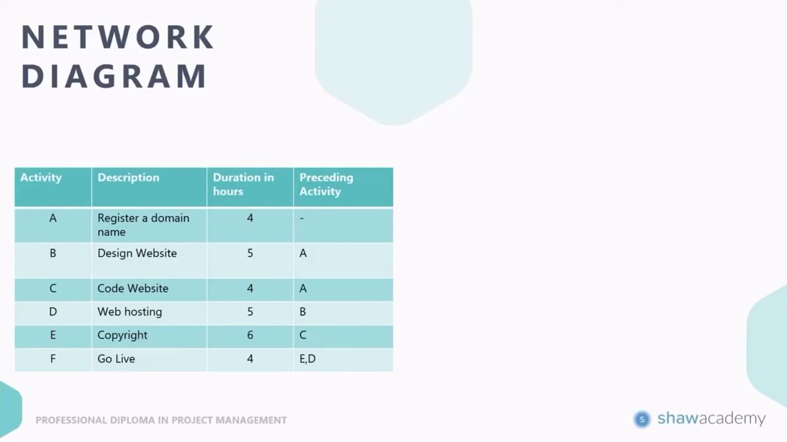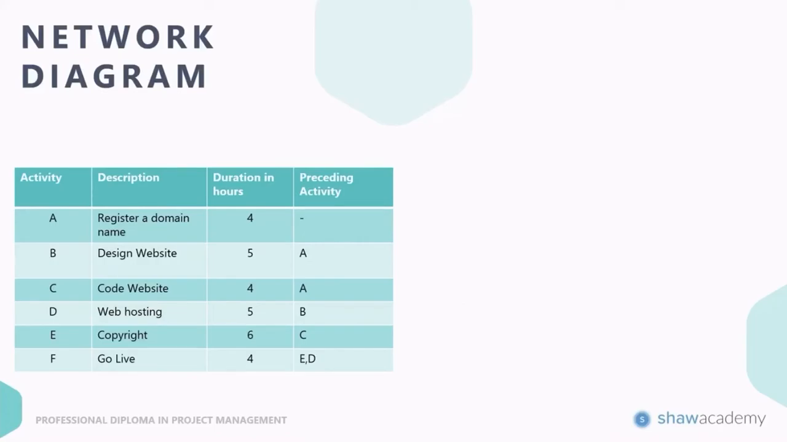So if we're taking our website as an example, we can see that our first activity is going to be registering a domain name. Our second is going to be designing the website. Our third is going to be coding the website. Fourth, we're going to decide upon our web hosting. E, we are going to register our copyright. And F, we are going to go live.